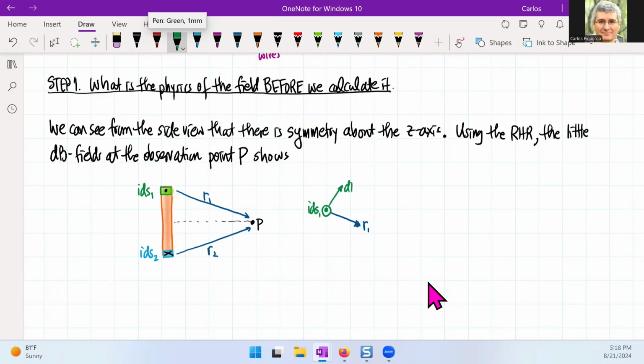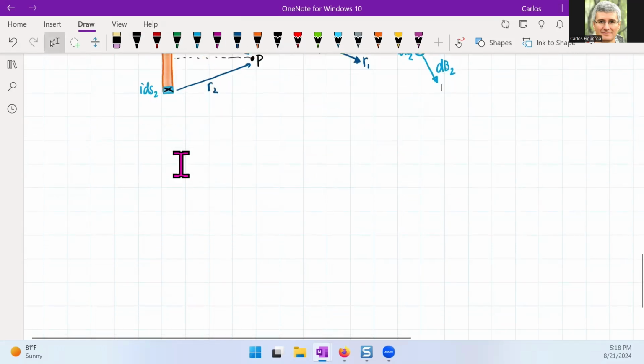perpendicular to that. And if I repeat the same process as before, then this guy's going to be IDS2. Now you can see that this guy looks like this for that displacement vector. Then the magnetic field has to be perpendicular to this guy, and that's dB2. So if I put this all together, what do I actually see?